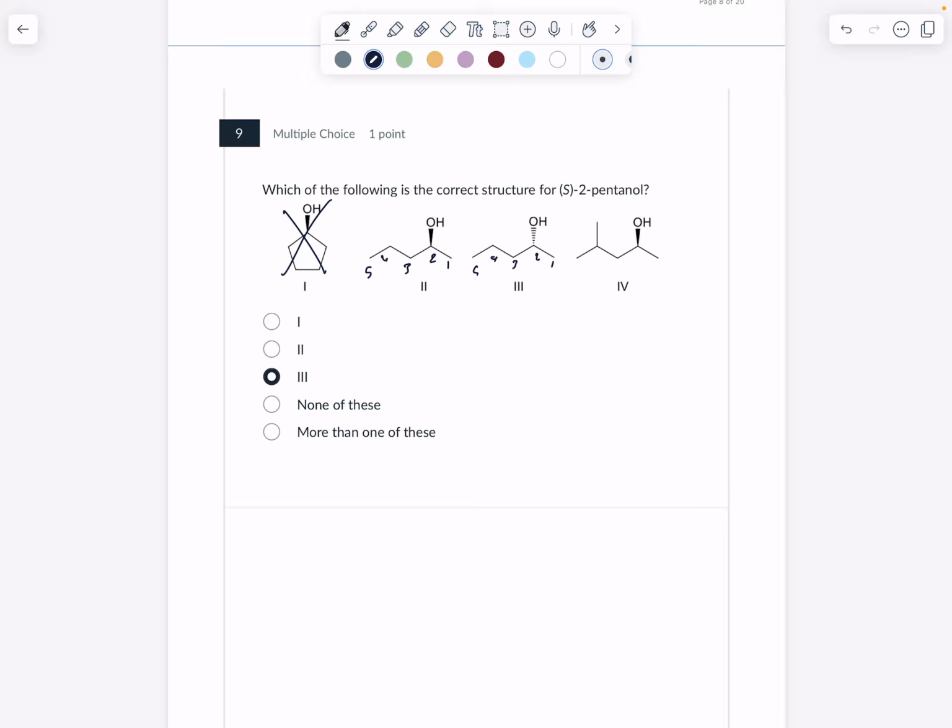And then this one, 1, 2, 3, 4, 5, has a methyl at position 4. So we can narrow it down to just these 2. I don't even have 4 as an answer choice, so there you go. And then I should probably add it, that way I remember.